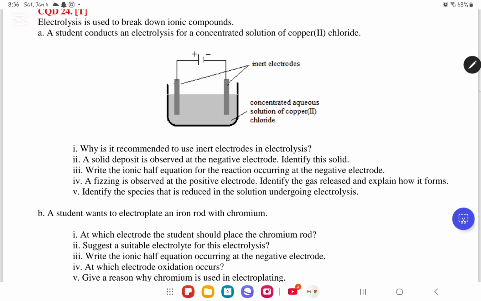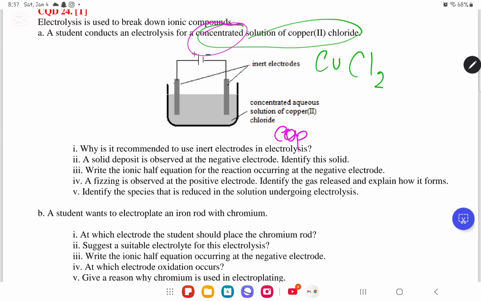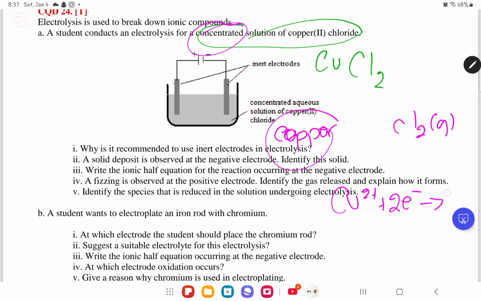Okay, a solid deposit is observed at the negative electrode. Identify the solid. What did we put? We put concentrated copper chloride. So Cu, Cl₂. Since they are both concentrated, Cu metal is going to form, so copper metal will form, and Cl₂ gas is also going to form. So at the negative electrode, which is the cathode, where the cation will form, we will see that copper formed. Now the ionic equation for this is Cu²⁺ plus 2e⁻ gives us Cu.